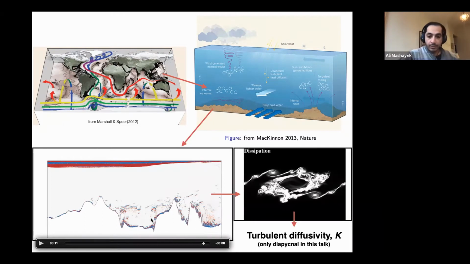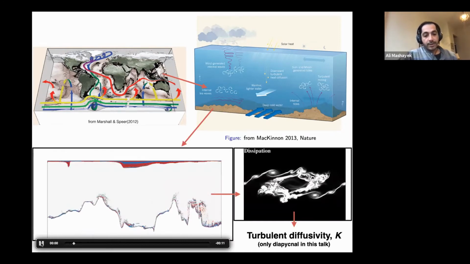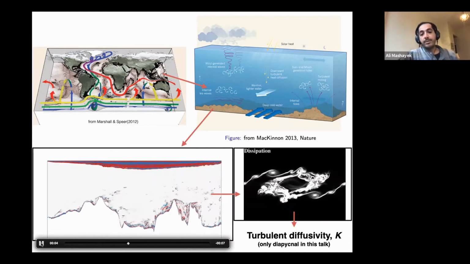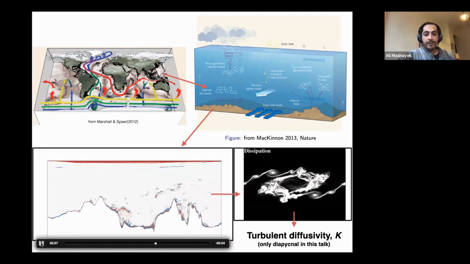Those are all details that don't matter. What matters is that whenever you see red, it implies water is getting lighter. Whenever you see blue, it means it's getting denser. And when you look at the video, you see that the mixing that I'm talking about is highly intermittent in time and space. So it's a very difficult problem, right?